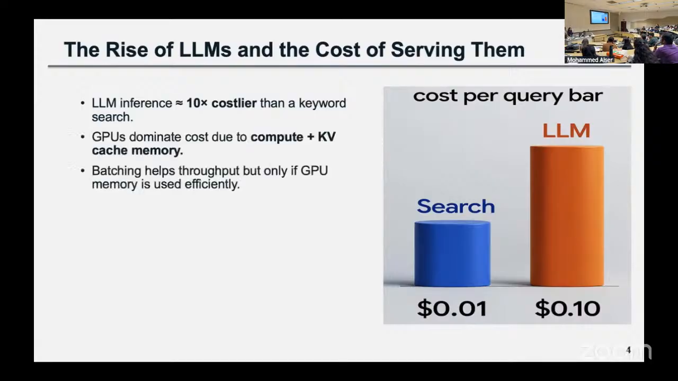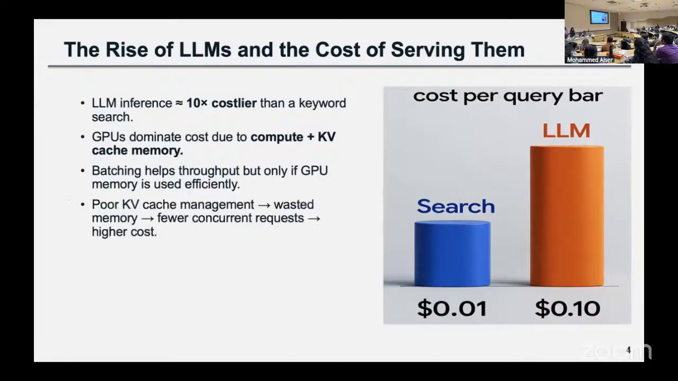What affects this cost is not just the computation, but also the KV cache memory. To reduce this cost, we can use the batching technique to help us improve the throughput, but this also helps only if the memory is used efficiently. Poor KV cache management leads to wasted memory and fewer concurrent requests, which in turn gives higher cost.